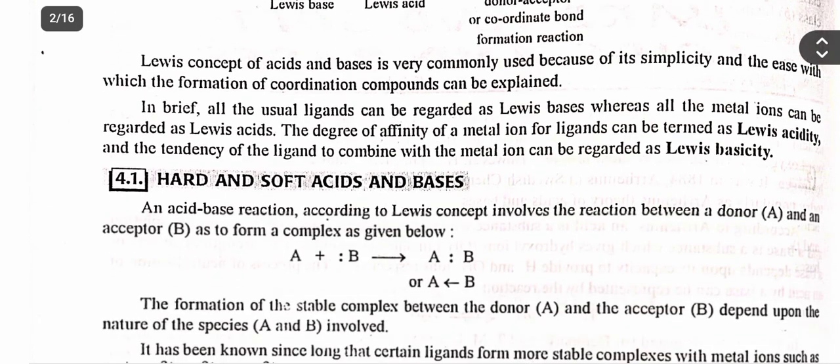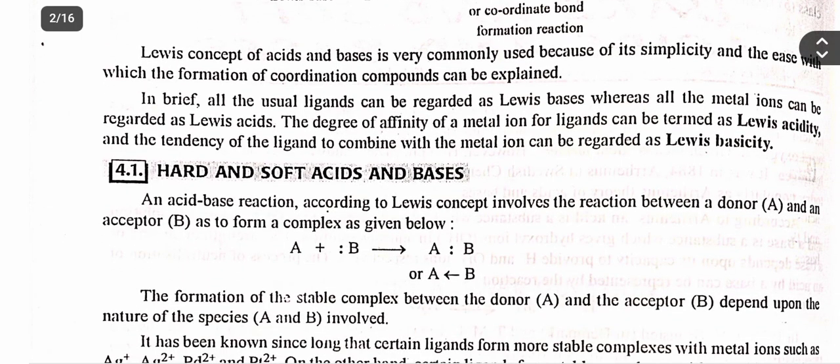Lewis's concept of acids and bases is very commonly used because of its simplicity and the ease with which the formation of coordination compounds can be explained. In brief, all the usual ligands can be regarded as Lewis bases, whereas all the metal ions can be regarded as Lewis acids. The degree of affinity of a metal ion for ligands can be termed as Lewis acidity, and the tendency of the ligand to combine with the metal ion can be regarded as Lewis basicity.